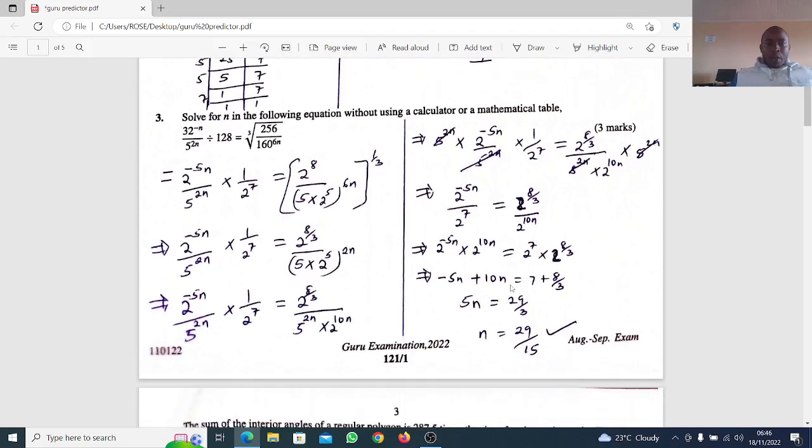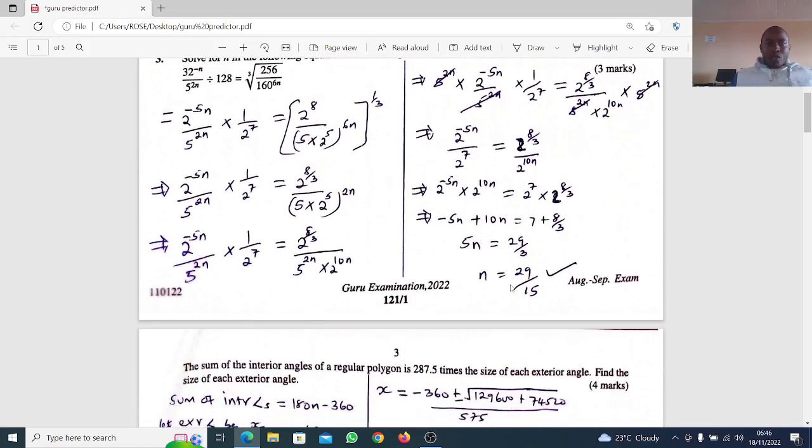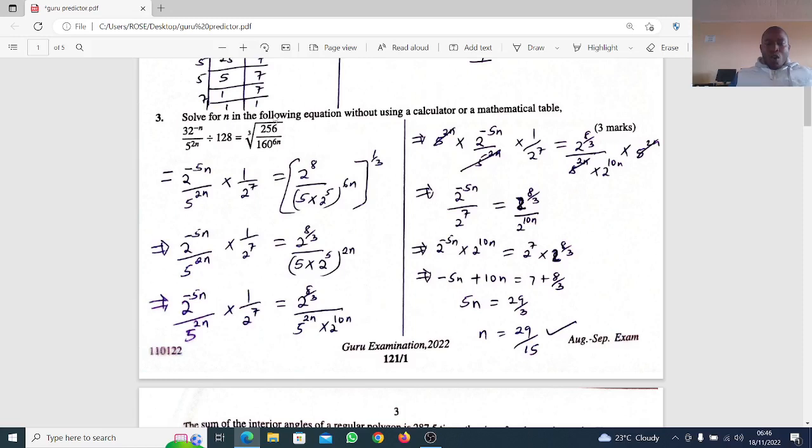The question is talking about how we solve the value of n. Solve the value of n in the following equation without using calculator or mathematical table. So what we were supposed to do, this can be expressed in the base of 2. 128 can also be expressed in the base of 2. 256 can be expressed in the base of 2. For this one, we can have base of 2 power 5 times 5, because 2 power 5 is 32, times 5 gives you 160.